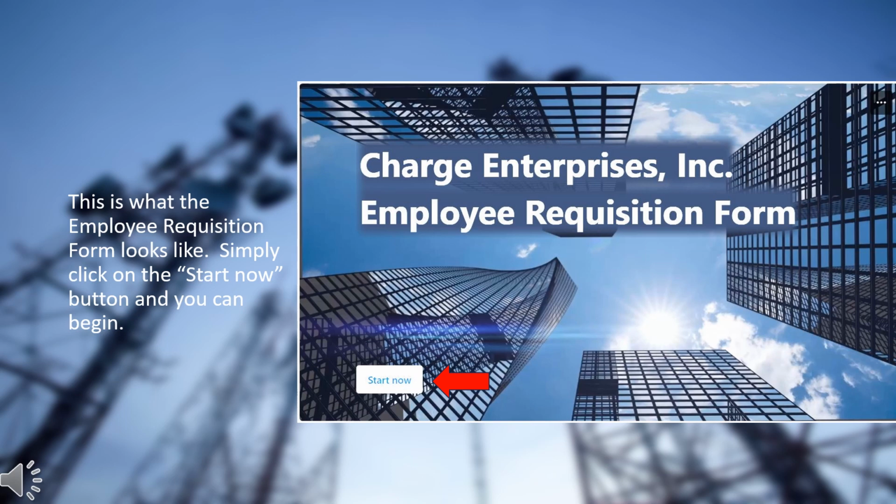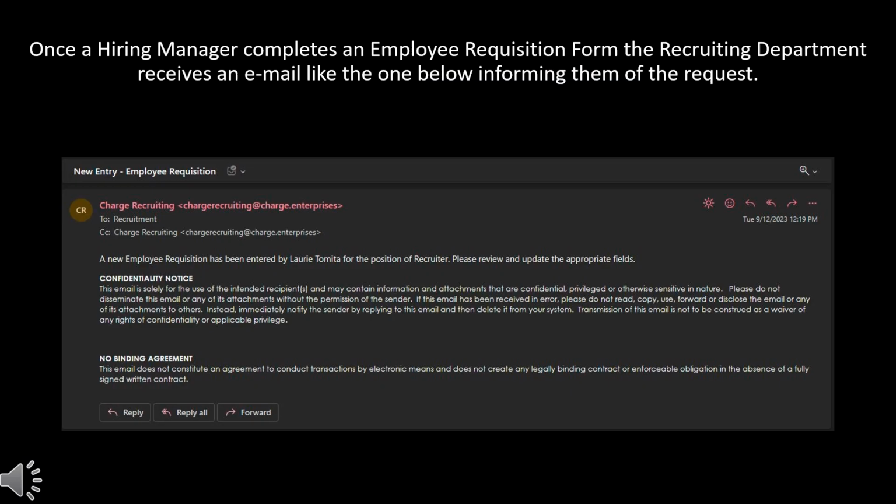This is what the employee requisition form looks like. Simply click on the Start Now button and you can begin. Once a hiring manager completes an employee requisition form, the recruiting department receives an email like the one below, informing them of the request. Please take a moment to review the corresponding email.